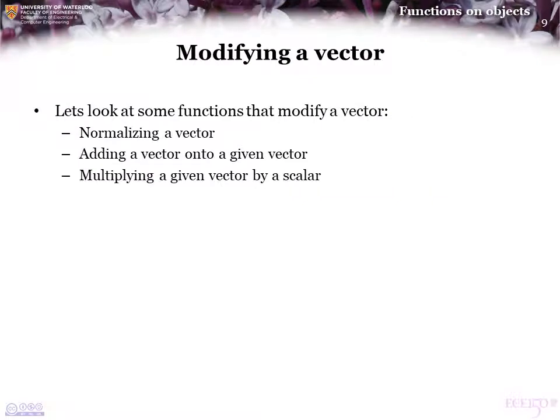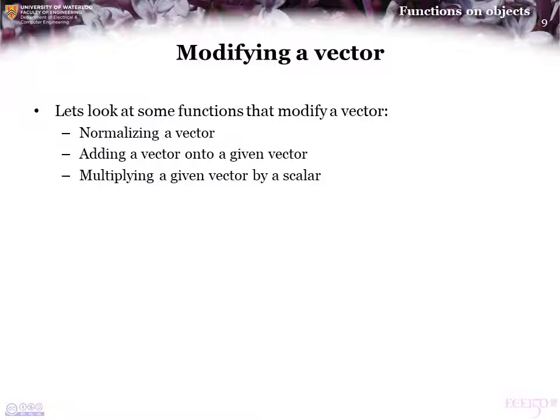Next, let's look at some functions that modify a vector. From your linear algebra course, you know that any vector that is not the zero vector can be normalized, that is, made into a unit vector. Additionally, we may want to have something that is similar to plus equals and times equals, but now for vectors. So given a vector, we may want to add onto that vector another vector, or given a vector, we may want to multiply each entry in that vector by a scalar.